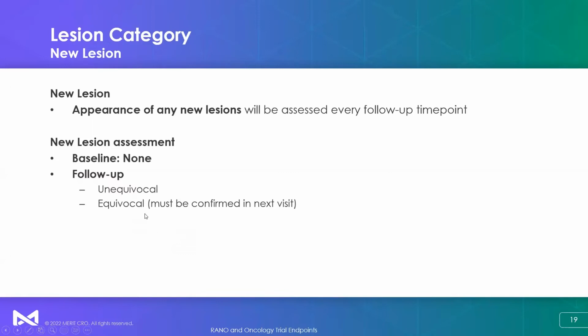Also, the reader has an option to mark equivocal. In such cases, they're not 100% sure whether a detection on the imaging is an artifact, or it could be an artifact. They may not be sure. They can mark it as an equivocal new lesion, and then they can confirm in the next visit to make sure whether that's a true metastasis or not.